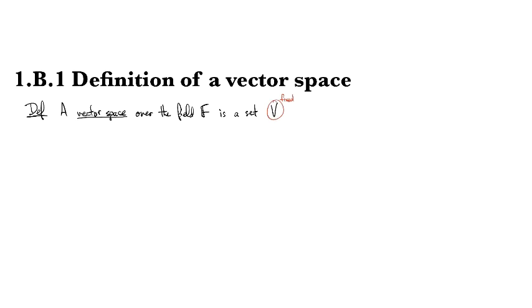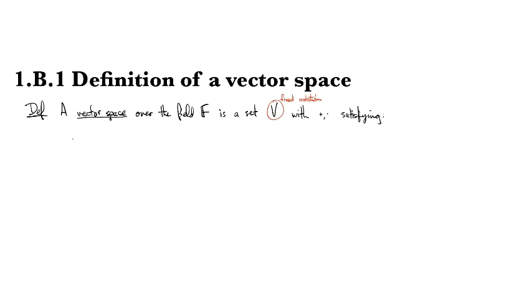So for this course, V, capital V, always indicates a vector space. So it's a set V with two operations, plus and a scalar multiplication, that satisfy a number of properties.